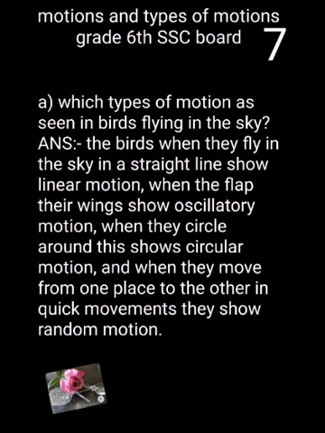Which types of motion are seen in birds flying in the sky? The birds, when they fly in the sky in a straight line, show linear motion. When they flap their wings, they show oscillatory motion. When they circle around, this shows circular motion. And when they move from one place to the other in quick movements, they show random motion.